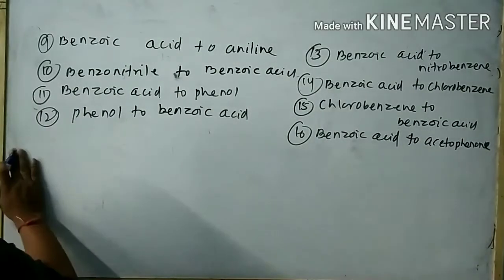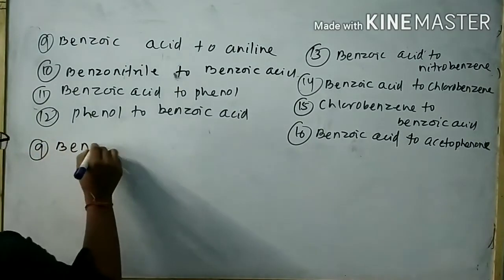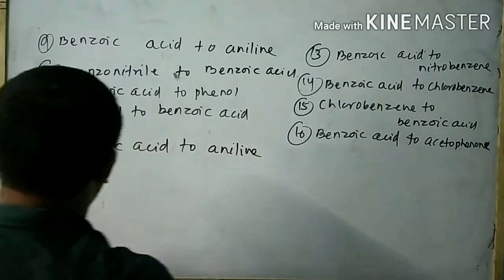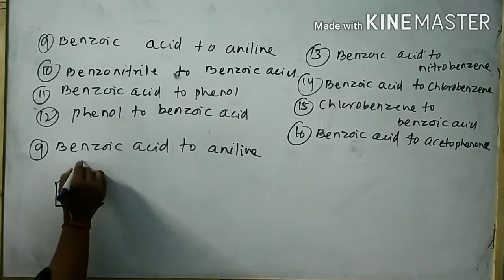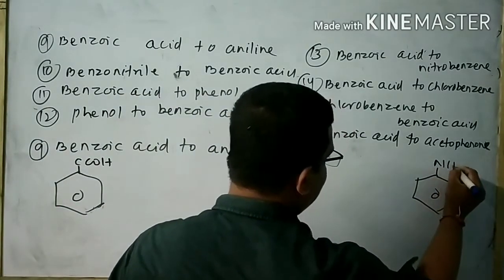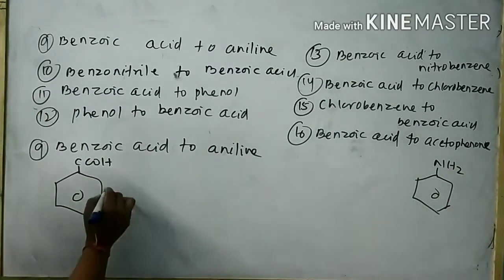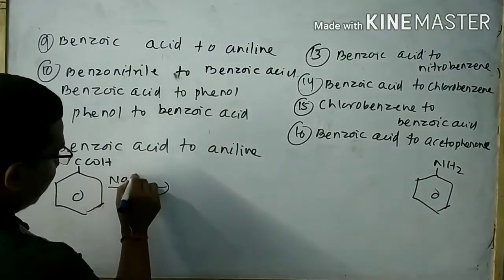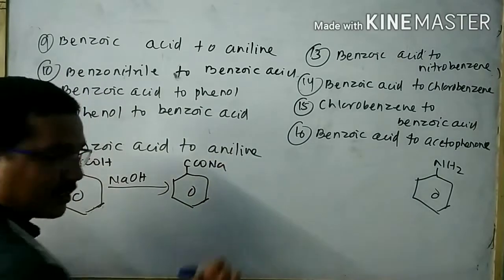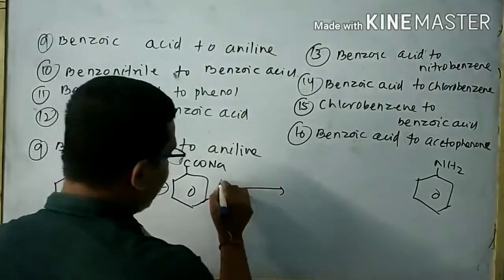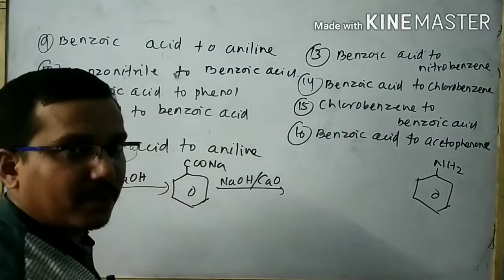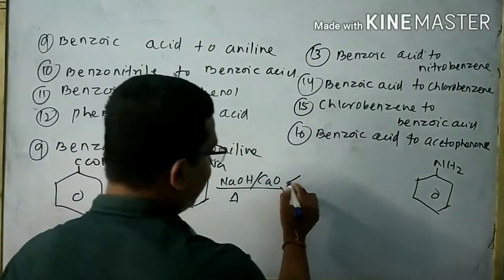Now I will do question number 9. It is benzoic acid to aniline. The structure of benzoic acid is this, and the structure of aniline is this. At first, benzoic acid is subjected to reaction with sodium hydroxide, then sodium salt of benzoic acid is formed. Now sodium salt of benzoic acid is subjected to reaction with sodium hydroxide in the presence of calcium oxide, heat is given, then benzene is formed.